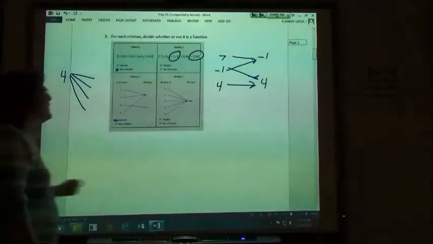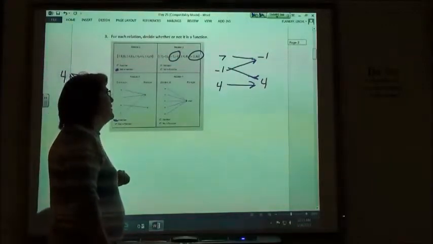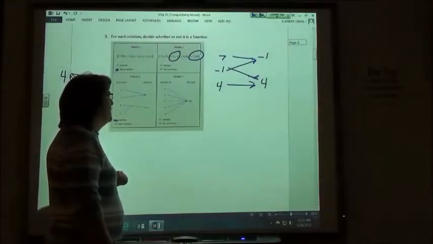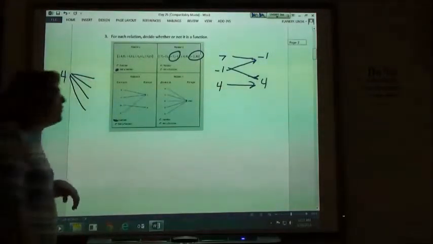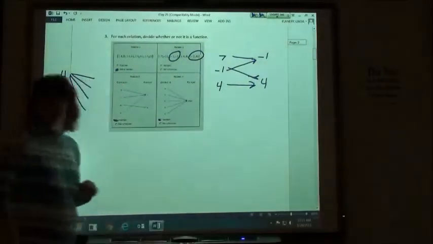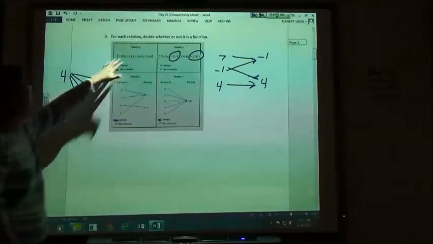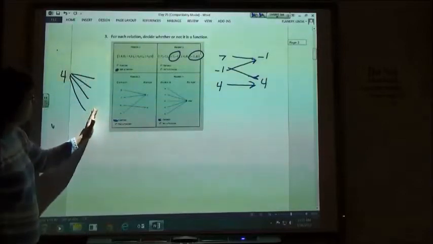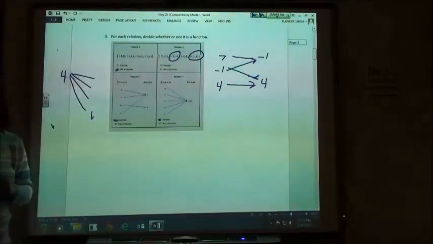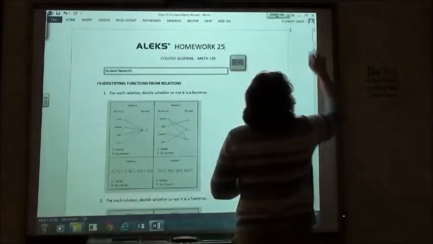So, relation 4, is that a function? Yes, it is, because they're all just going to one thing. They're all going to the same thing, but they're all just going to one thing. There's not going to more than one. So if it helps with your ordered pairs, make your list and say, okay, all the x's go on this side, the y's go on this side, and does any of my numbers go to more than one number, right?